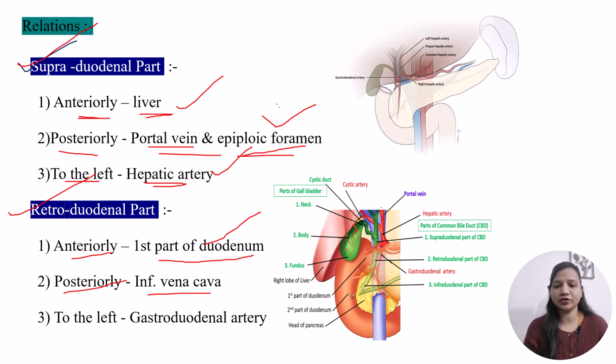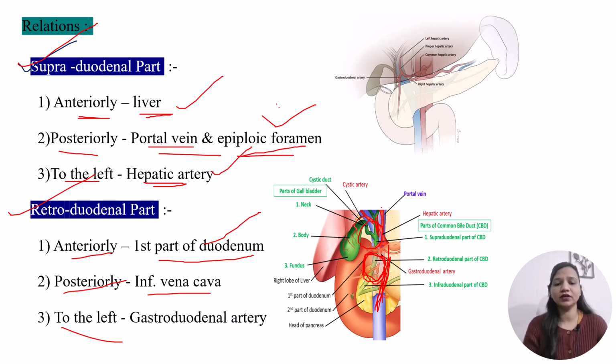Yeah, the supraduodenal part is related posteriorly with the portal vein, and the infraduodenal part, this part is related posteriorly with the inferior vena cava. Okay, and the portal vein is present, the inferior vena cava is present behind the portal vein. This thing you have to keep in mind, that the portal vein is present in front and the inferior vena cava is present behind, and the supraduodenal part is related with the portal vein, and the retroduodenal part is related with the inferior vena cava.